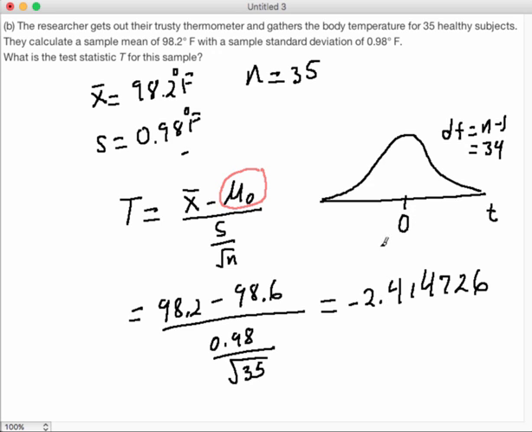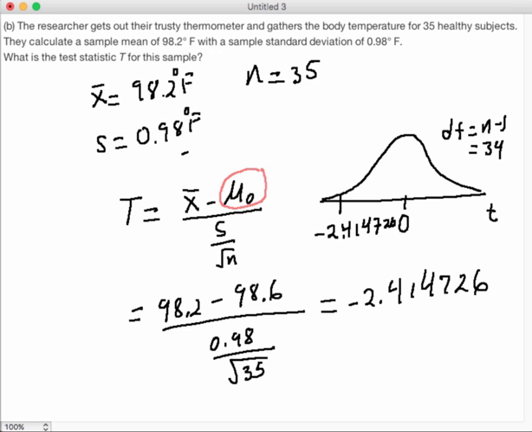The observed t-test statistic was negative 2.414726 standard deviations below the mean. In other words, it's way down here, okay? Remember, our interpretation of t and z are really identical to each other. It's telling you the number of standard deviations your observed value fell away from the hypothesized mean. And that's a lot of standard deviations.